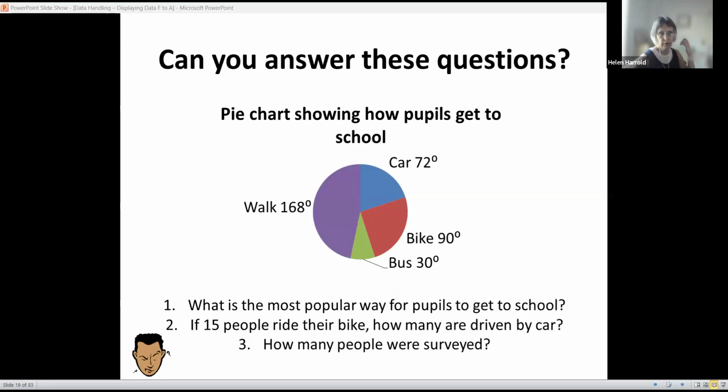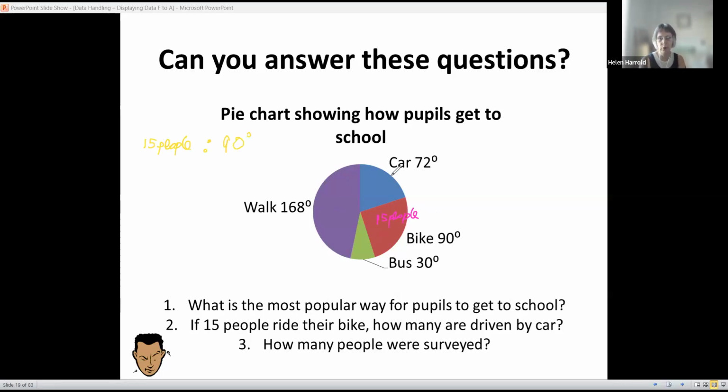You might be told it's like a puzzle. So 15 people ride their bike. So this is 15 people. So you therefore know, and you've then got to make it like a ratio. You've then got to say, right, well, I know that 15 people is 90 degrees.